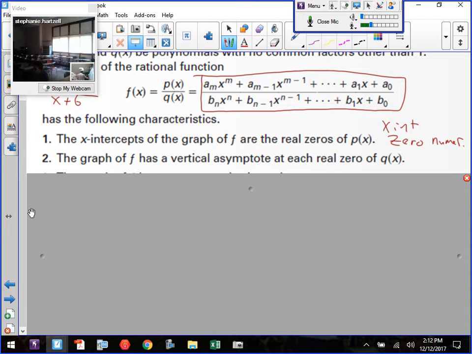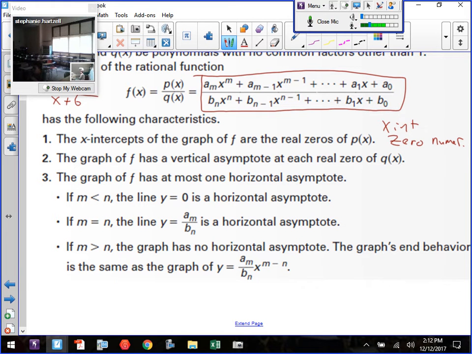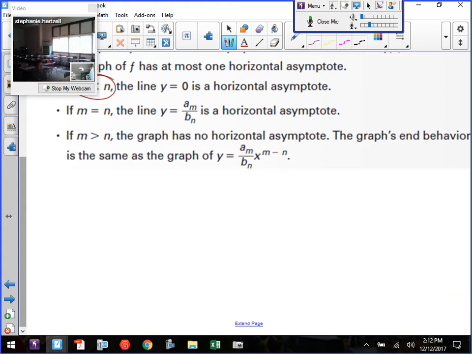The next thing is horizontal asymptotes. They can happen in one of 3 possible places, depending upon the differing degrees. Here we're talking about the relationship between m and n, where m is the degree of the numerator and n is the degree of the denominator. You're looking at which one is larger, or whether they're the same. If the degree in the numerator is smaller than the degree in the denominator, your horizontal asymptote is at 0.